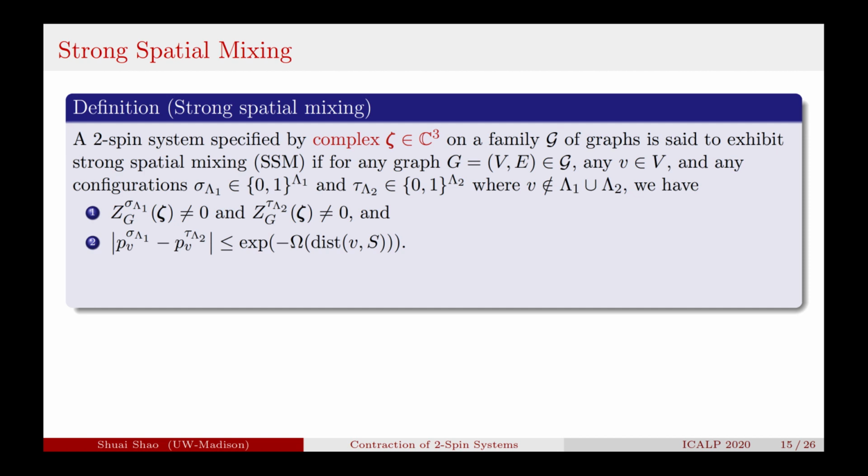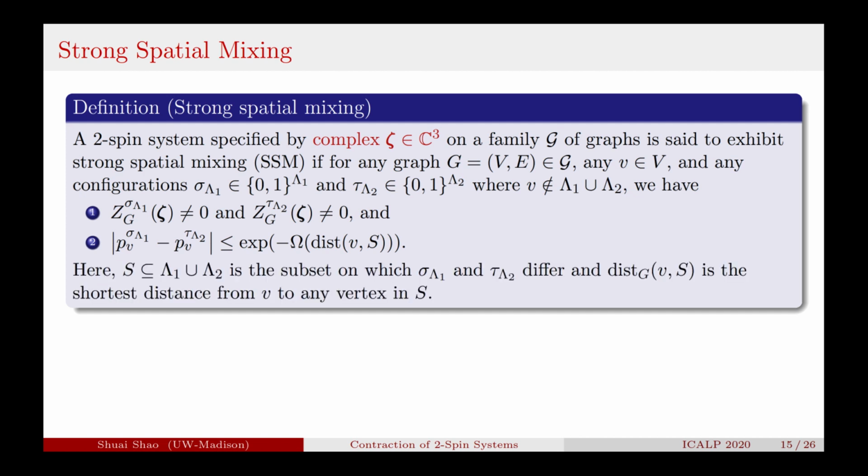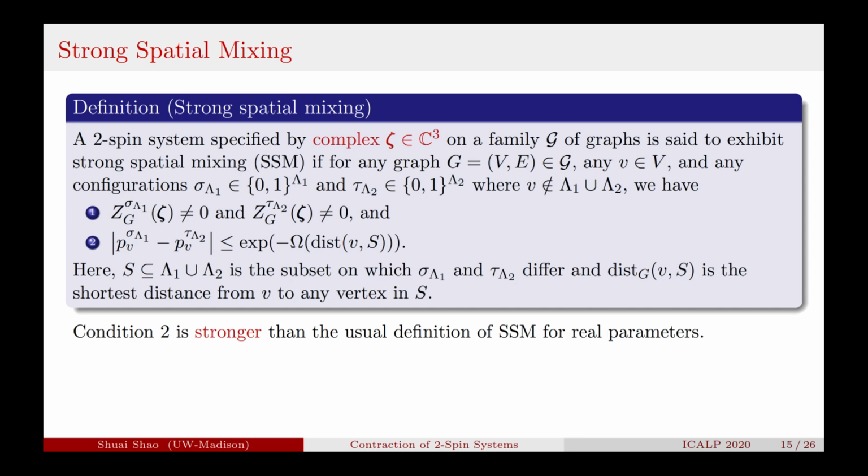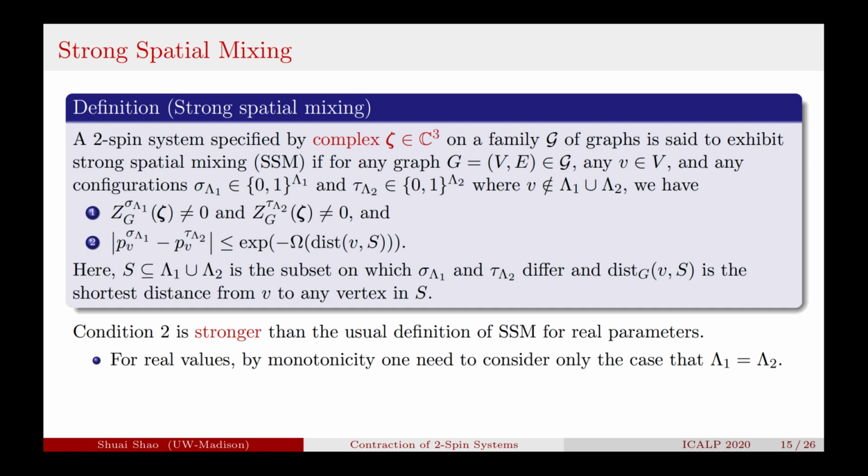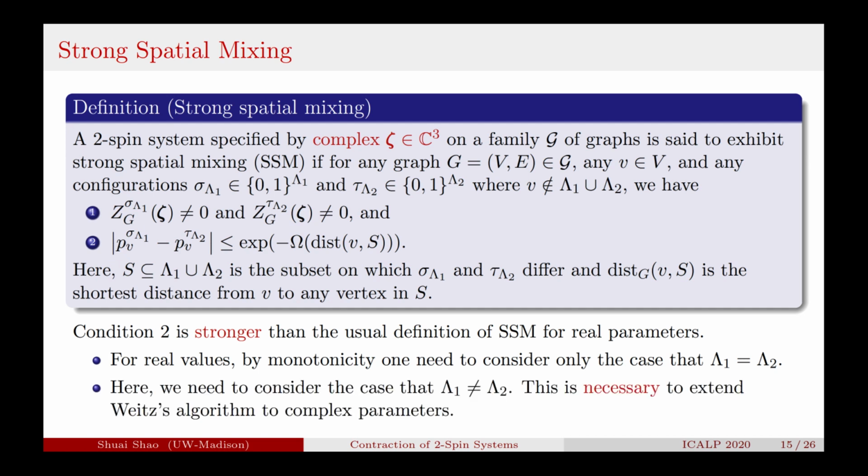And the second condition is the real requirement for strong spatial mixing. It says that the difference of the p-value at vertex V under two different partial configurations is exponentially small. It is exponential in the distance from the vertex V to the vertices where these two partial configurations differ. We should see that condition 2 is stronger than the usual definition of strong spatial mixing for real parameters. For real parameters, we only need to consider the case that these two partial configurations are on the same subset of vertices. However, for complex parameters, we need to consider the case that these two partial configurations are on two different subsets of vertices.